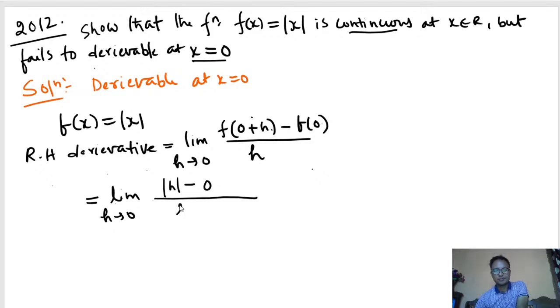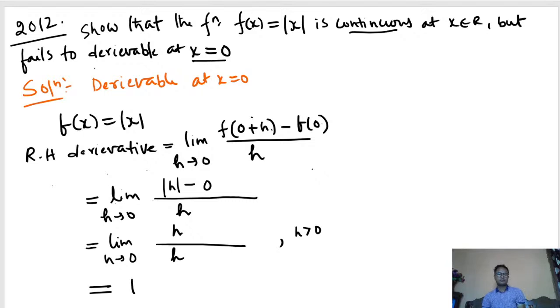And then divided by h. By convention, h is a positive number. Okay, h is a positive number, so modulus of h is h, and the right-hand derivative comes out to 1. This is a very lengthy method, the lengthy method, and then there is the conventional method.